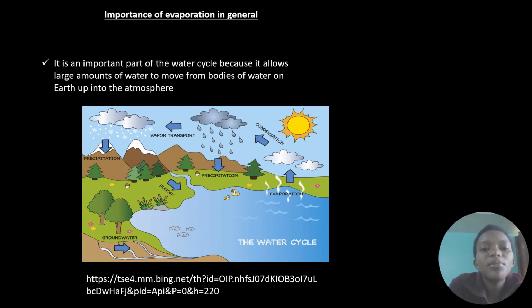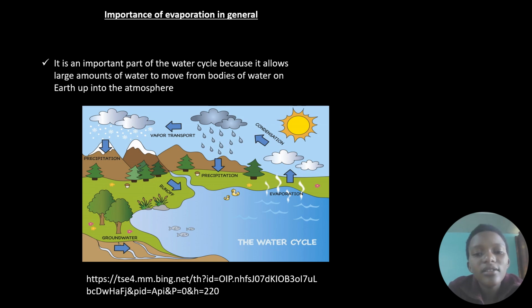Here are the importance of evaporation in general. First, evaporation is an important part of the water cycle because it allows large amounts of water to move from bodies of water on Earth up into the atmosphere. As we know, evaporation helps us in the water cycle.